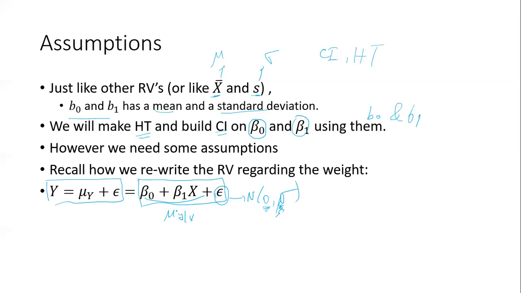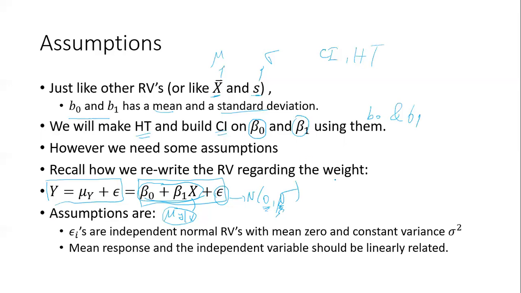There is a linear relationship between the mean values and the independent variable x. And one more thing is that epsilon has a standard deviation sigma at all height levels. What does this mean? It means that the standard deviation does not increase or decrease as the height increases or decreases. So these are the assumptions.